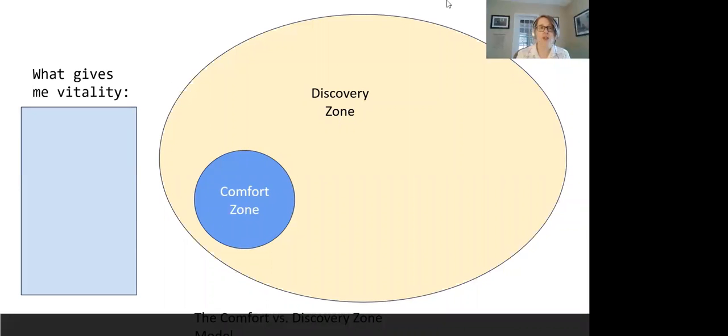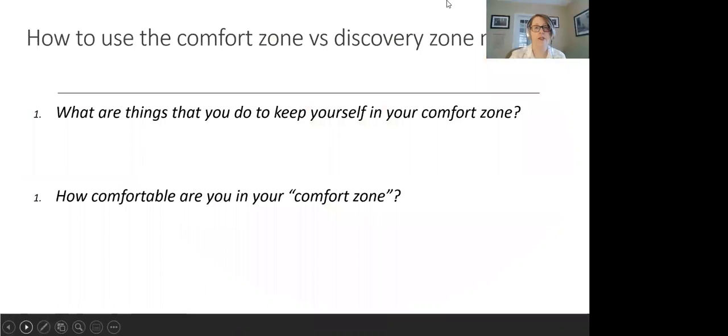So the first thing we ask is about the things that give you vitality, right? And that's another way to ask about valuing those things that we care about. And then we have our little comfort zone drawn as a little small space. And then we have our larger discovery zone. And so how we fill this out is we ask the following questions. Okay. And I would suggest asking them just like this, right?